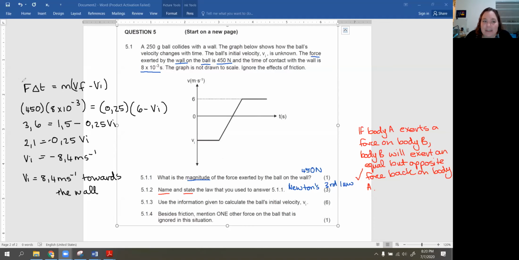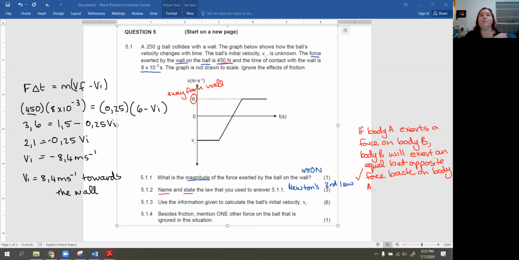So over here, what I did, let's just quickly run through it. F delta T is m(VF minus VI). Our force is 450, and maybe I need to make sure that I'm doing the same direction here. I've messed up on one of these before. Let me pause here. So I'm going to assume here that the final velocity is away from the wall. The force exerted by the wall on the ball will also be away from the wall. So that is the same direction.